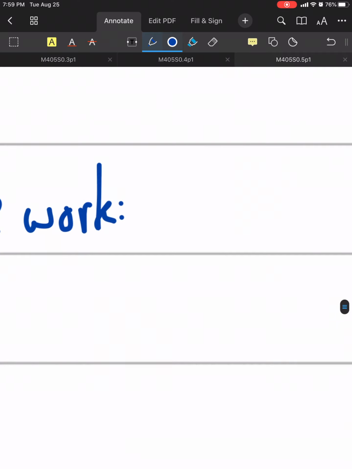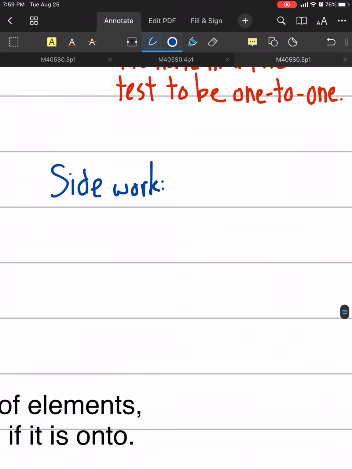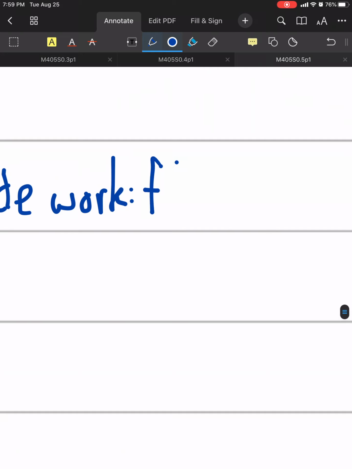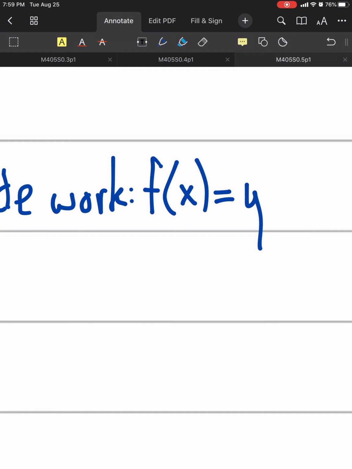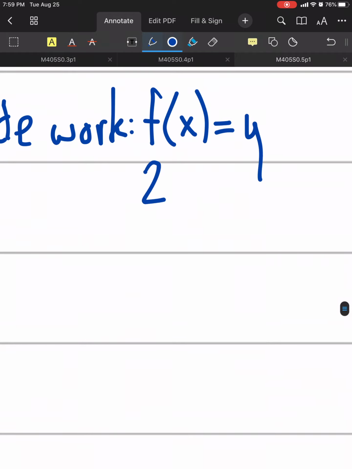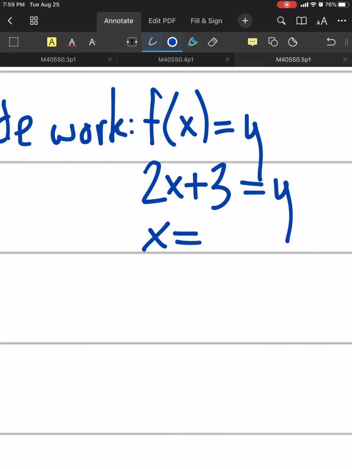So here, remember, we want f of x to equal y. So f of x equals y. From there, all we need to know is that f of x is 2x plus 3. That equals y. Subtract 3, divide by 2, we get x equals (y minus 3) over 2. This is all we needed here.